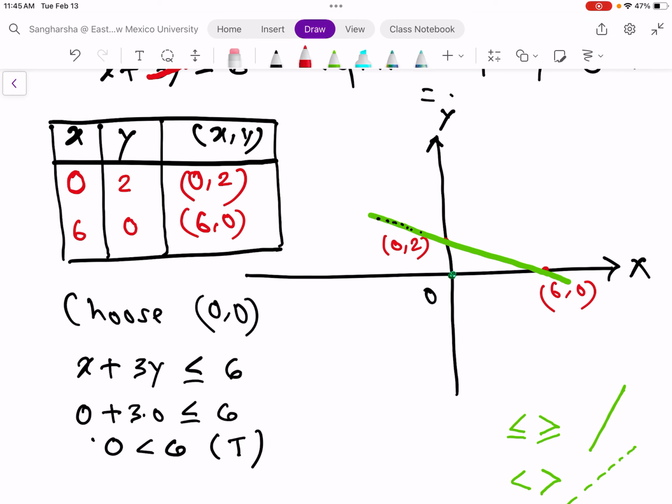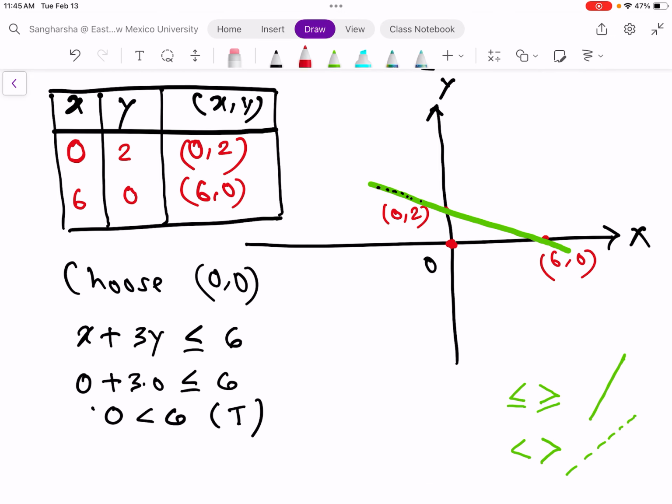So we choose this testing point, and this testing point is a solution for this inequality. It means every point which is below this line. We have 0, 0 below this line, so every point below this line is a solution for this inequality. Whatever point we have below this line is a solution for our first inequality.